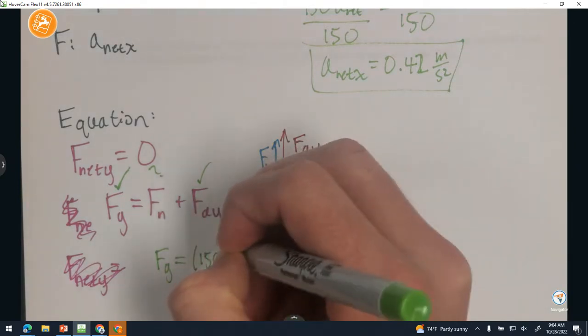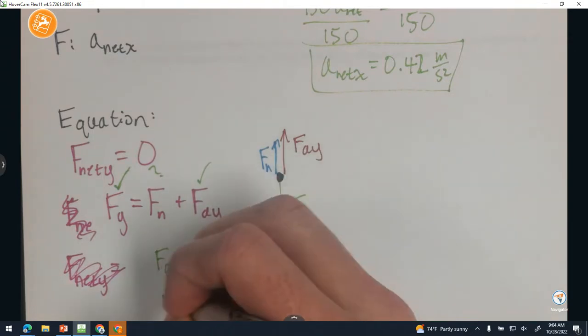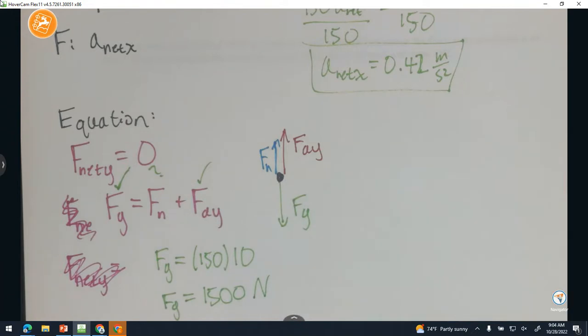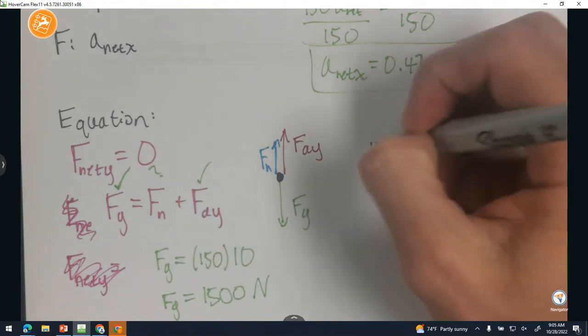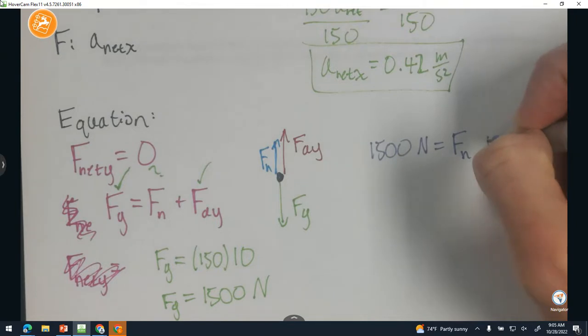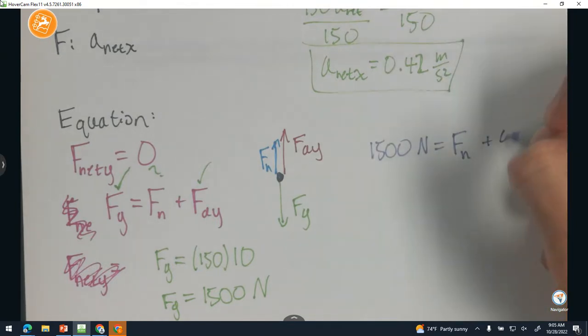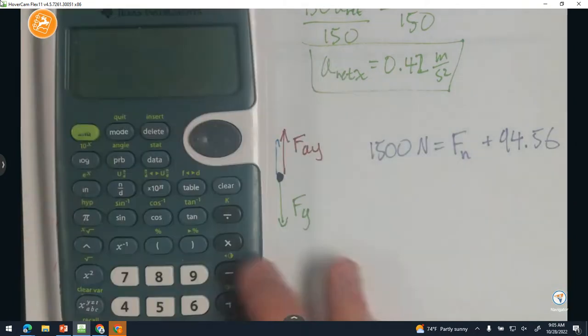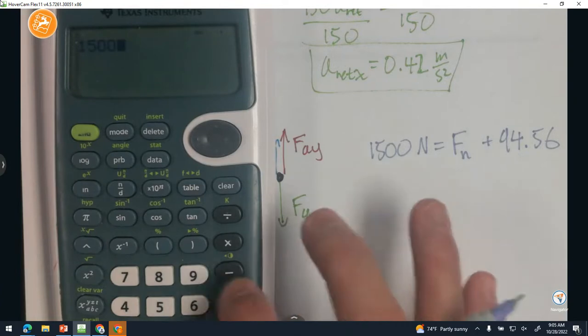Fg is going to equal the mass, 150, times 10. So Fg equals 1500 newtons, the weight of my moose. Then I'm going to use this formula: 1500 newtons equals Fn plus Fay, which we solved for was 94.56. So then I just subtract the 94 over there.